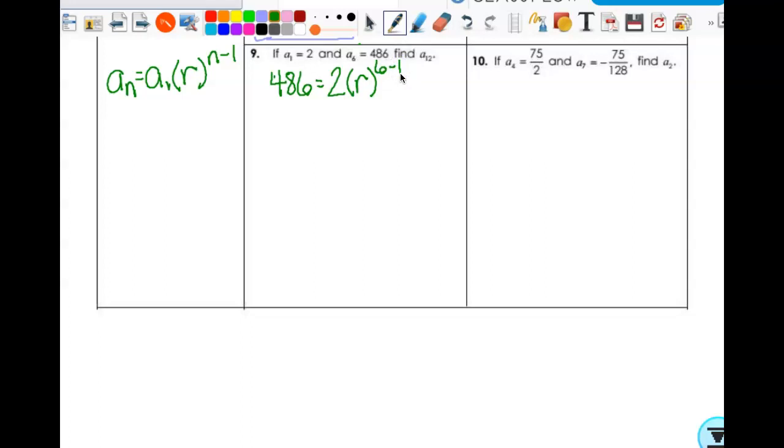We all agree with that? Okay, so can I move that 2? Yeah, I can divide both sides by 2, right? So I'm going to divide both sides by 2. I'm going to get 243 equals r to the 5th power. I don't care about r to the 5th power. I want r. What do I do to get r?